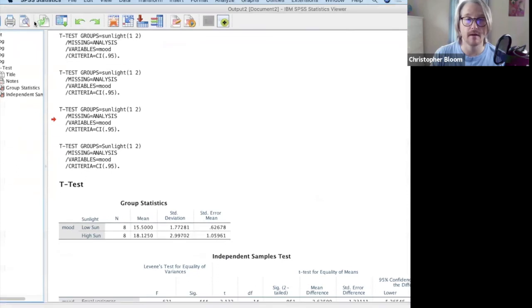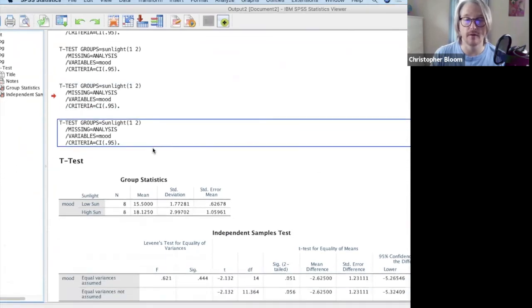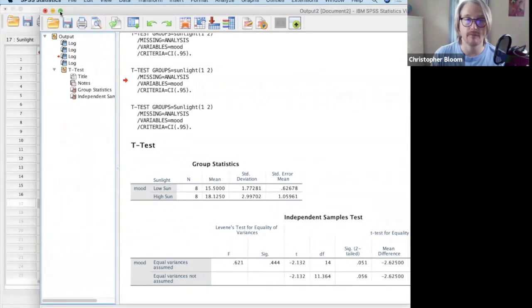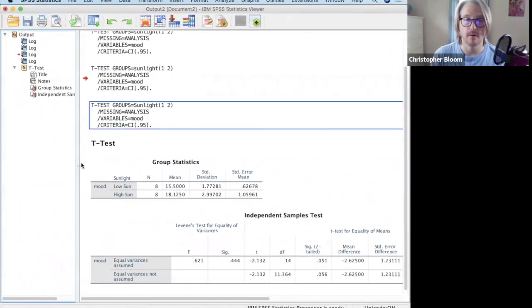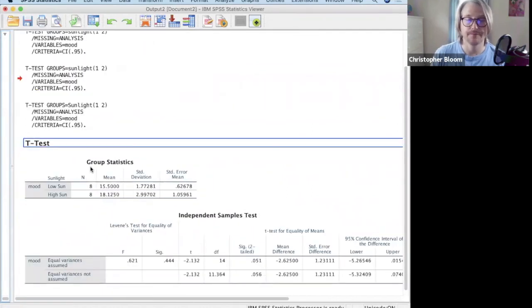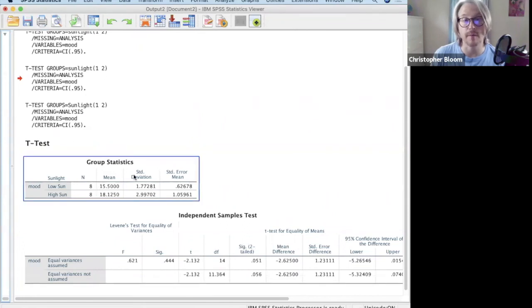It opens up that data view as it always does. And you can see here, so I make it full screen, you can see our result. T-test. First, you get your descriptive statistics. Our N is 8, that's right. 15.5 and 18.12, that's exactly what we got when we did it by hand. So too the standard deviations, 1.77 and 2.99. So this looks exactly like it should.